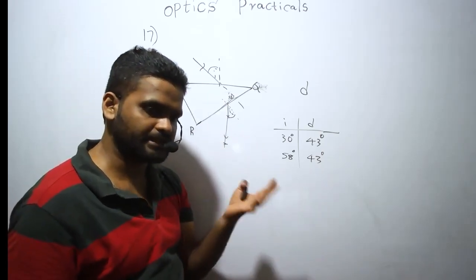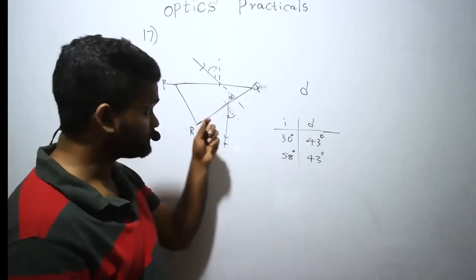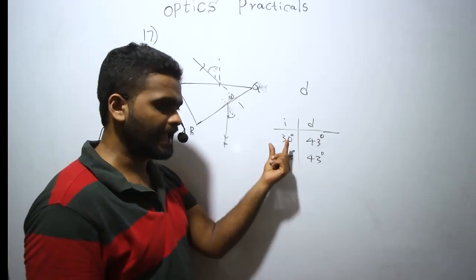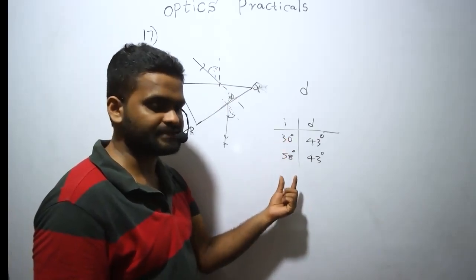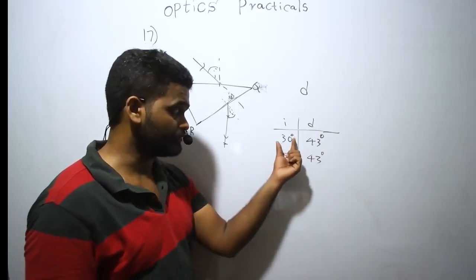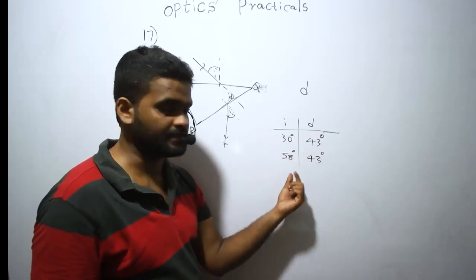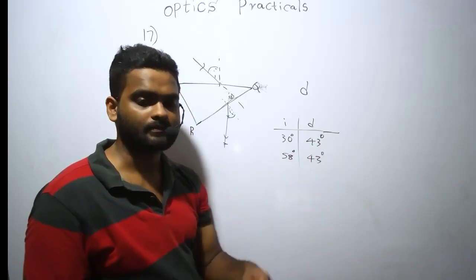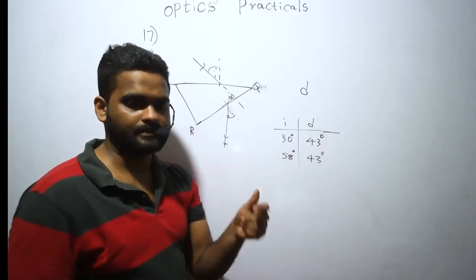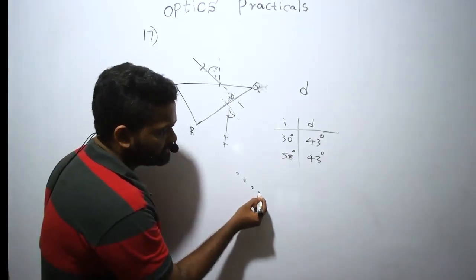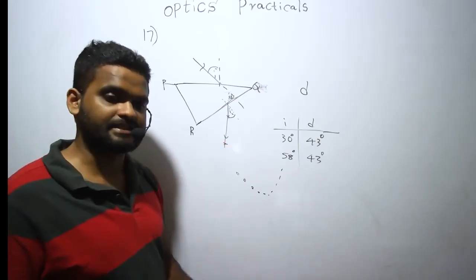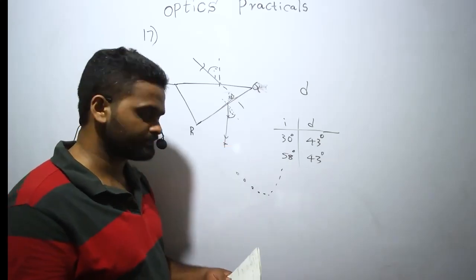I'm not going to explain theory parts; those are theories. So for two different incident angles, we can get the same deviation. You can double the number of coordinates. If you have more coordinates, it's better for the graph. When you're drawing the graph, it is easier, better and more accurate.